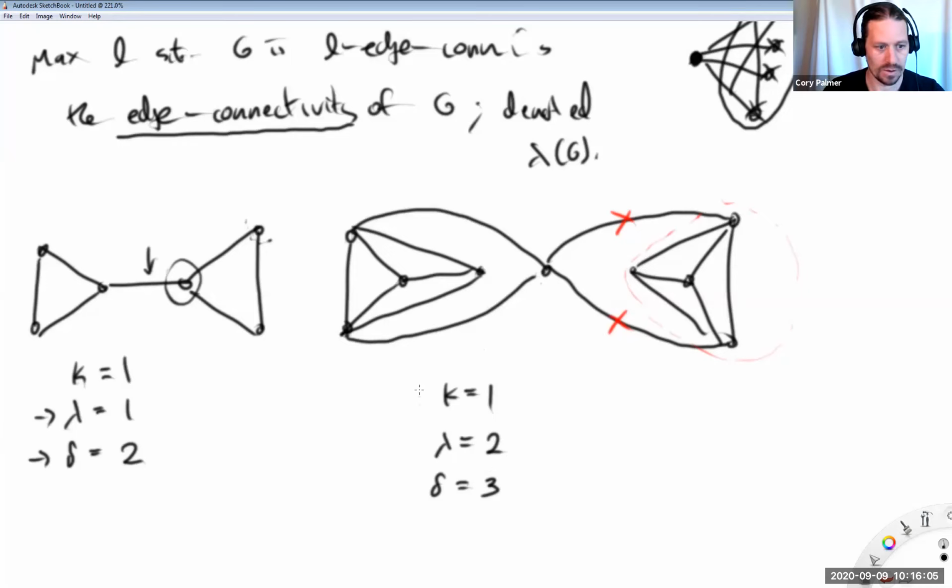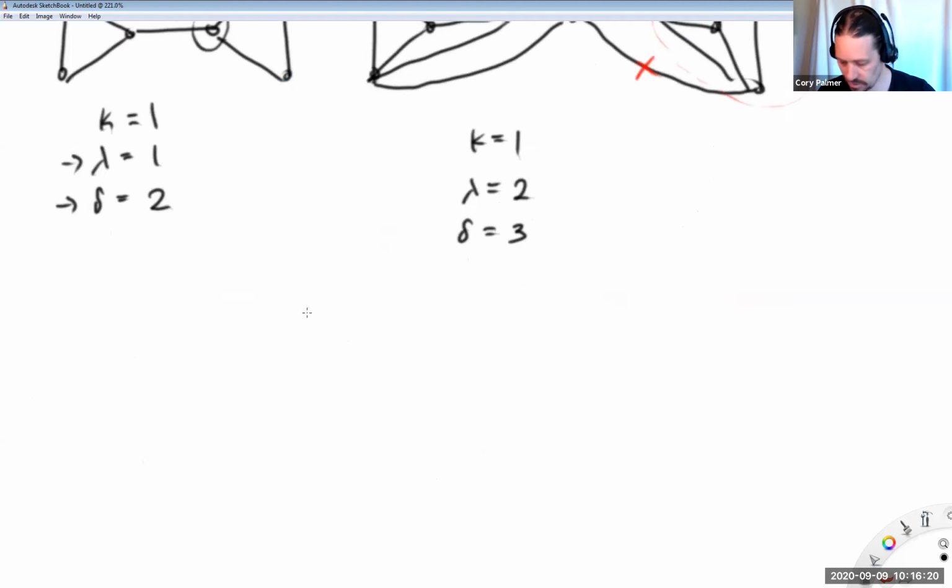Your first homework on this set will actually show that it's possible to make arbitrarily large gaps. You can come up with graphs that have as large gaps between each of these values as you like. So there's no easy way to relate them in general.